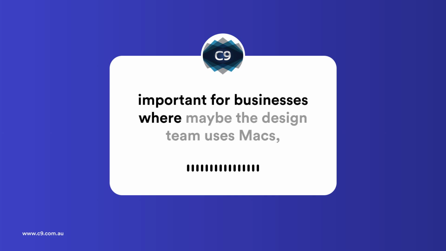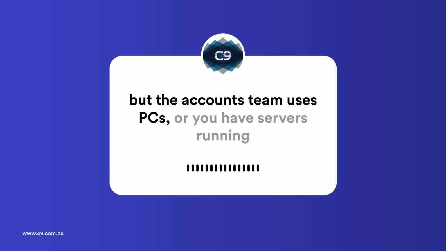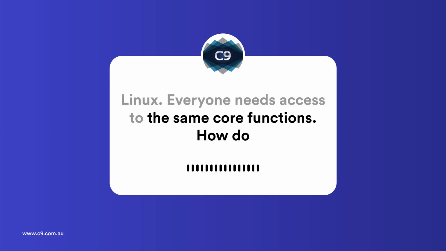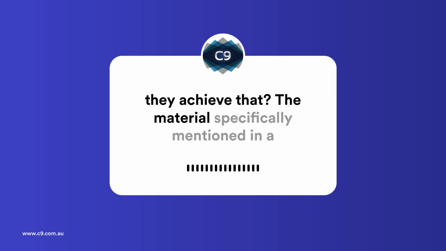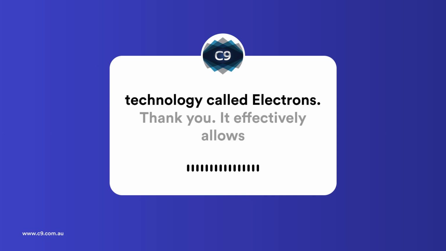That's really important for businesses where maybe the design team uses Macs, but the accounts team uses PCs, or you have servers running Linux. Everyone needs access to the same core functions. How do they achieve that? The material specifically mentioned a technology called Electron.